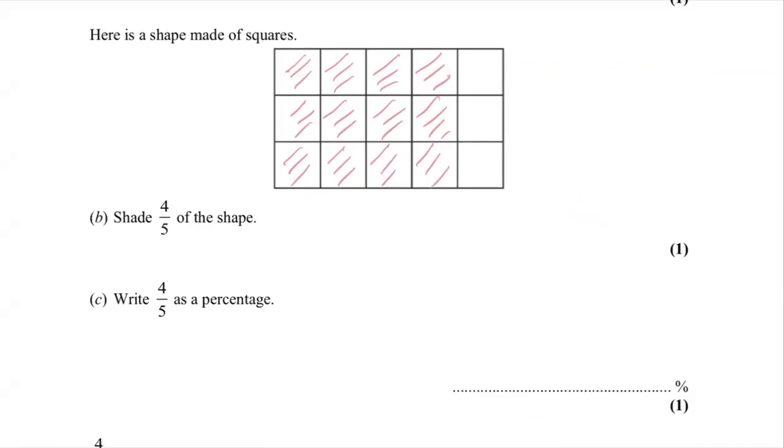Now we're being asked to write it as a percentage. To change a fraction to a percentage, we just times by 100. Now there's divide by the bottom, times by the top. Best way to do this. So 100 divided by 5 is 20, and 20 times 4 is 80.